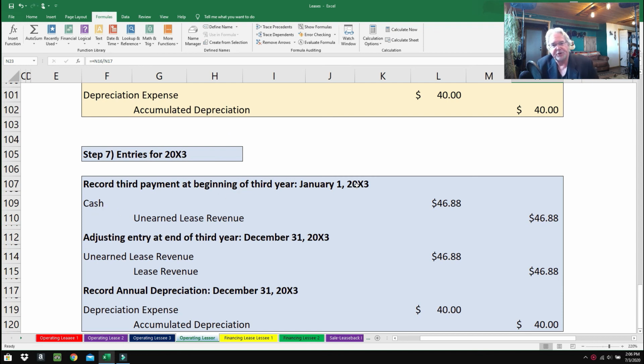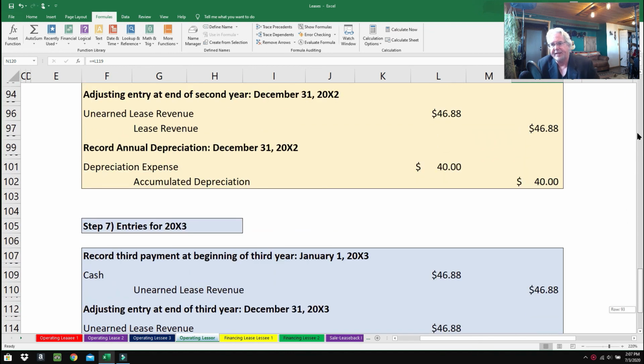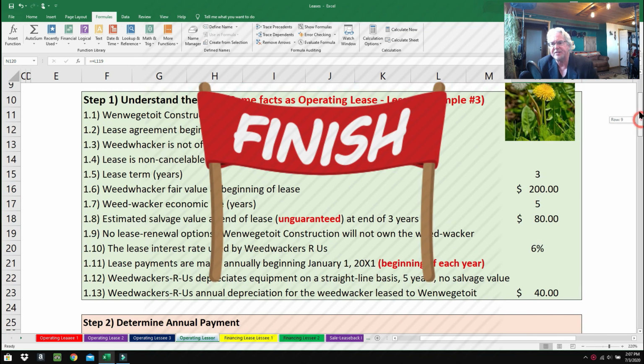At the beginning of the third year, on January 1st, they're receiving a payment for cash. They're crediting unearned lease revenue because they have not earned that money yet. The time has not gone by. At the end of the year, December 31st, 2003, they are debiting unearned lease revenue for $46.88, crediting lease revenue. So they're reversing out more or less this first entry. They're claiming the revenue. And finally, they're claiming the depreciation expense and accumulated depreciation. There you go. So ladies and gentlemen, this is all there is to it. It's that easy. Well, that was one of the easiest lessons in a long time here.